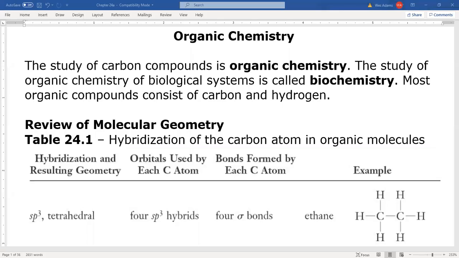Okay, let's talk a little bit about organic chemistry. Organic chemistry is a study of carbon-containing compounds. If those organic compounds are used in biological systems, we call that biochemistry. Most of them consist of carbon and hydrogen and perhaps some other atoms, which we'll talk about a little later. So we'll review from first semester.